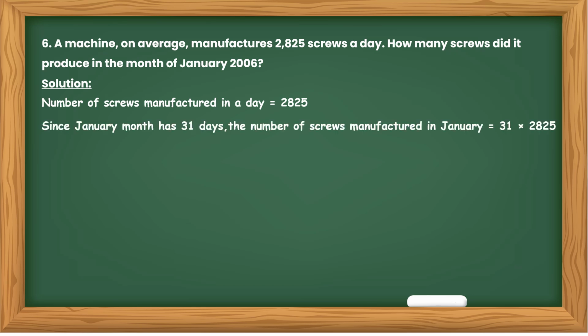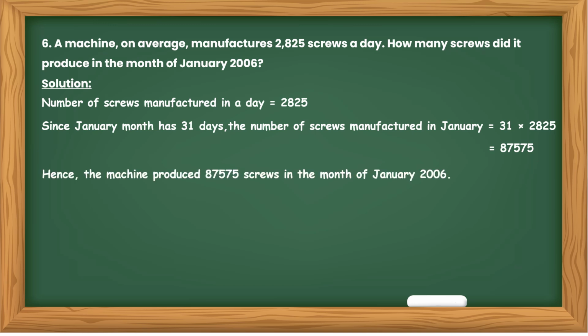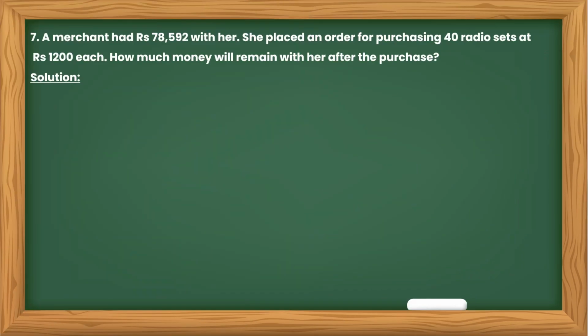2,825. Since January month has 31 days, the number of screws manufactured in January is 31 into 2,825. So that is 87,575. Hence, the machine produced 87,575 screws in the month of January in the year 2006. Moving on to the seventh question.